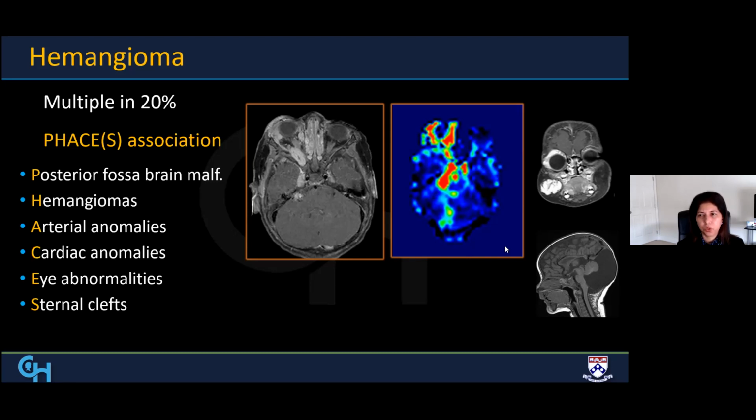And these are the perfusion maps. They have just been color coded, and you can see the high perfusion within all the hemangiomas that you can see here on the cross-sectional imaging.